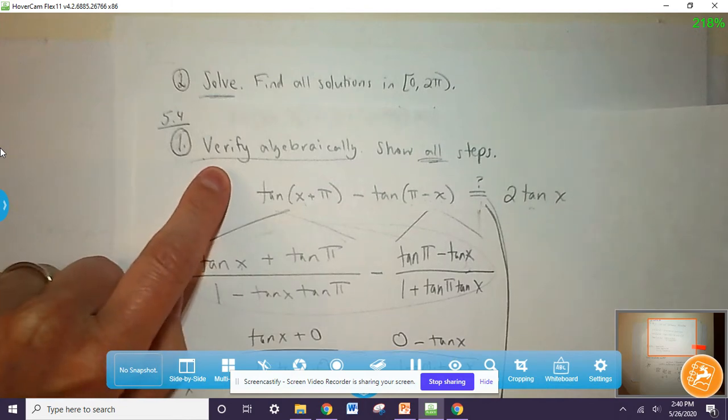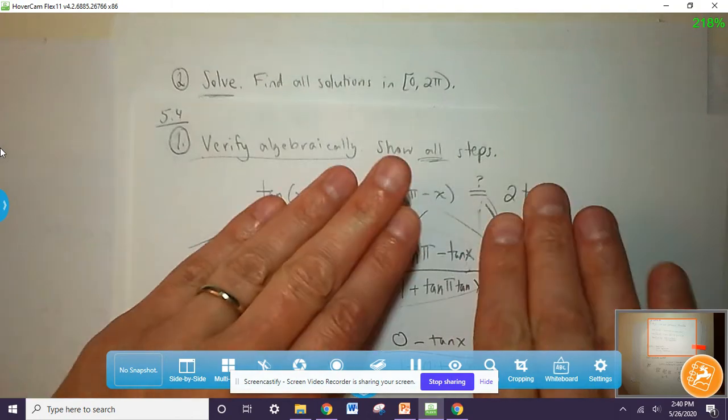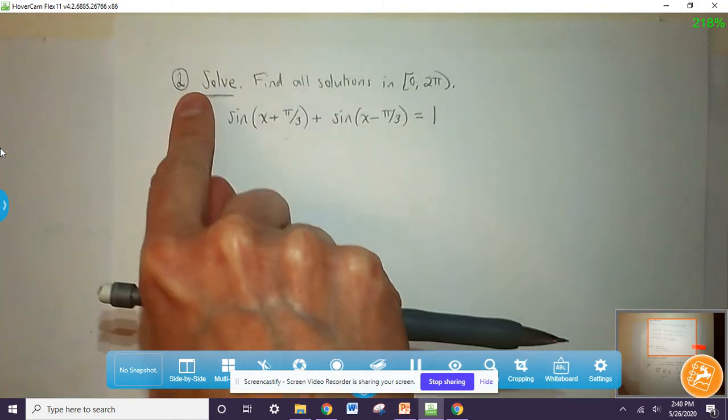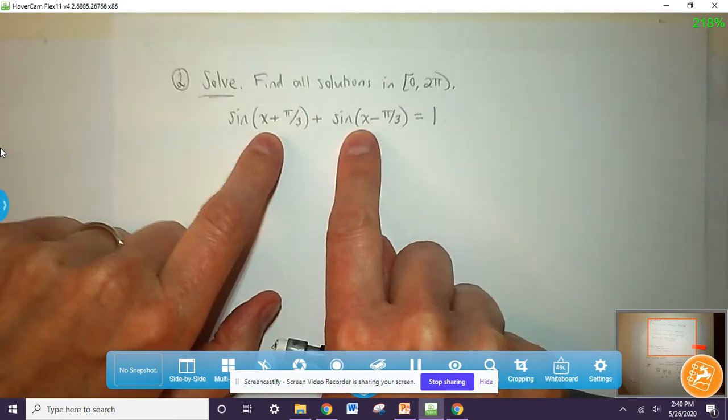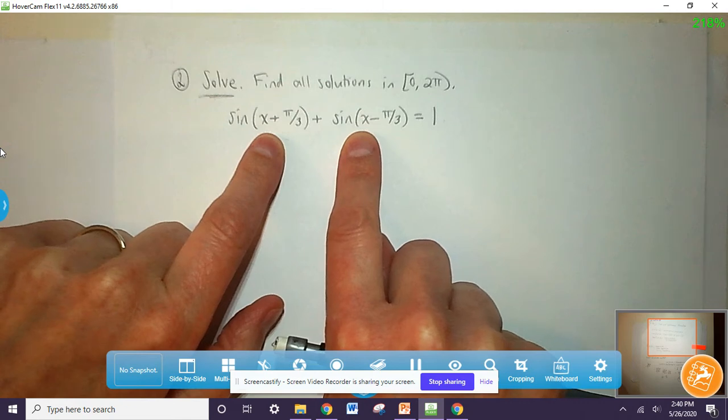When you verify, you're trying to show this side equals this side. You're trying to show they're always the same. When you're solving an equation, you're looking for a particular value of x or particular values of x that satisfy this equation. So keep that in mind.